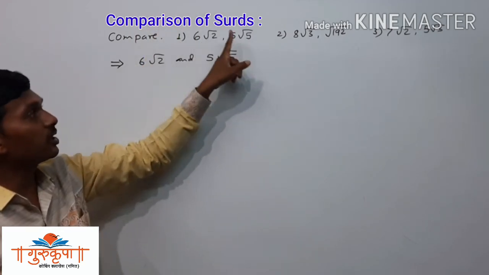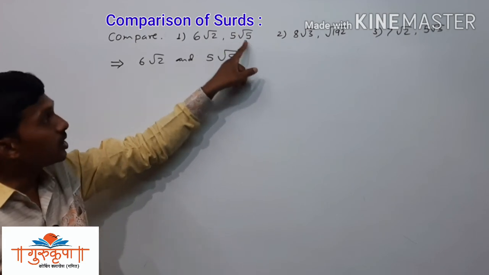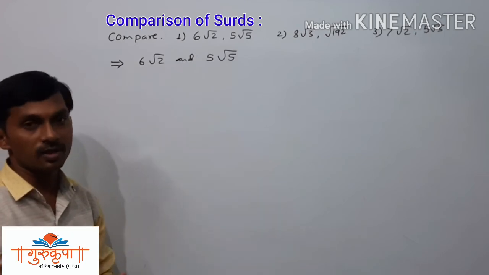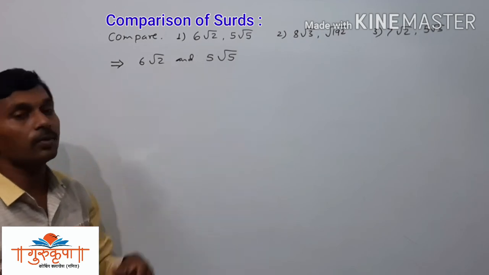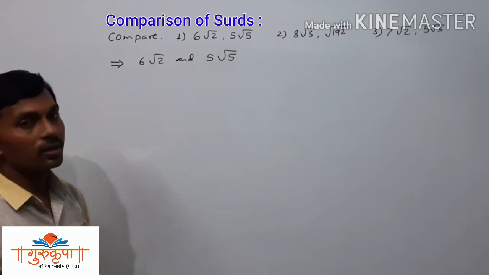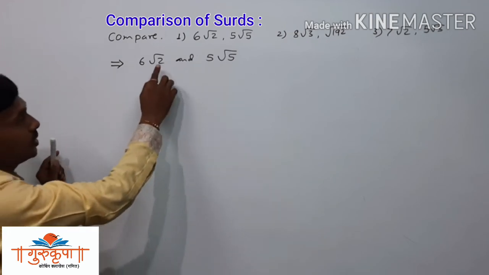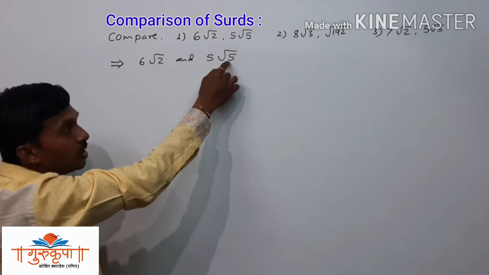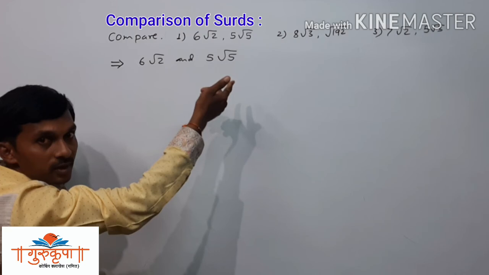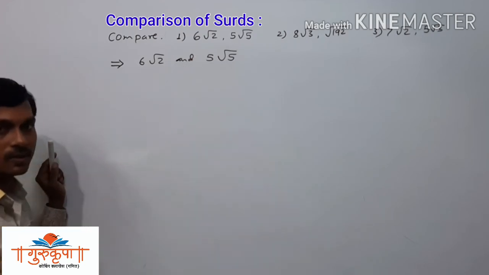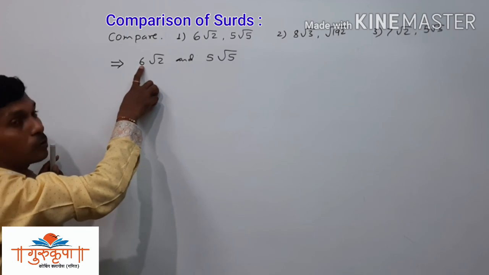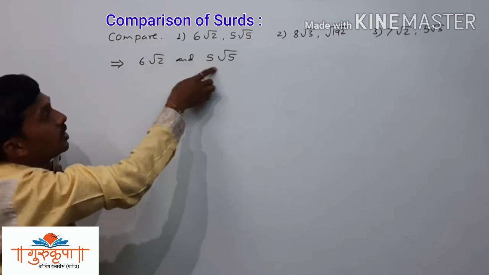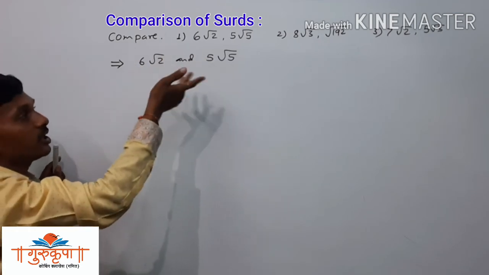Maybe the first surd is greater than the second surd, or the second surd is greater than the first surd, or both the surds are equal. We have three possibilities. Now which possibility is there, that we have to determine. Now how to determine? If you are only observing that here in the radical sign we have 2 and here in the radical sign we have 5, so this is the greater surd, if you are determining like that, then it is false. Since the coefficient also matters, it is very important. But only by observing the coefficient you cannot determine which one is greater and which one is smaller.